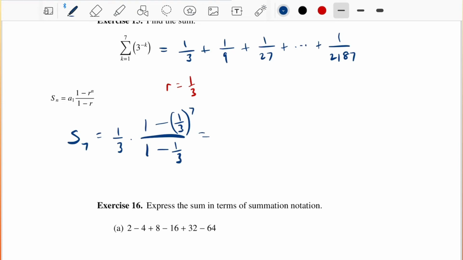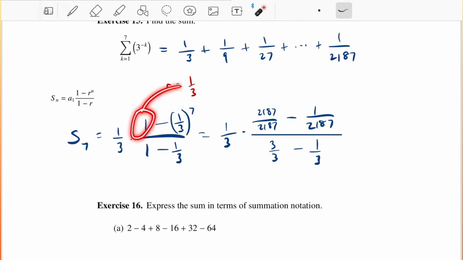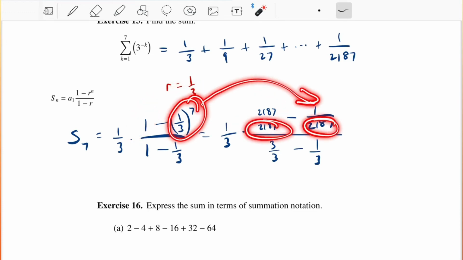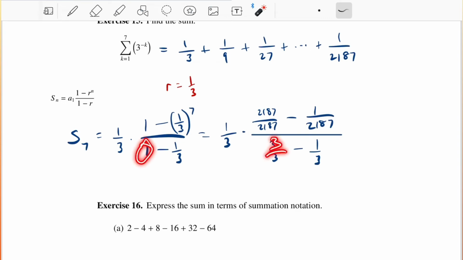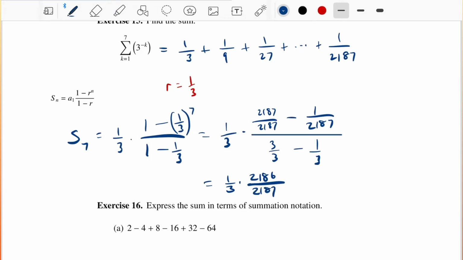So similarly to the previous problem, I'm going to call 1 that 2187 over 2187 minus 1 over 2187, over 3/3 minus 1/3. So I'm calling this that because this turns out to be that, and I want a common denominator. And over here, I'm calling this 3 over 3. Okay, so if you subtract, you're going to get 1/3 times 2186 over 2187. And this is going to be 2/3. And if I multiply by the reciprocal, I'll get 3 over 2.